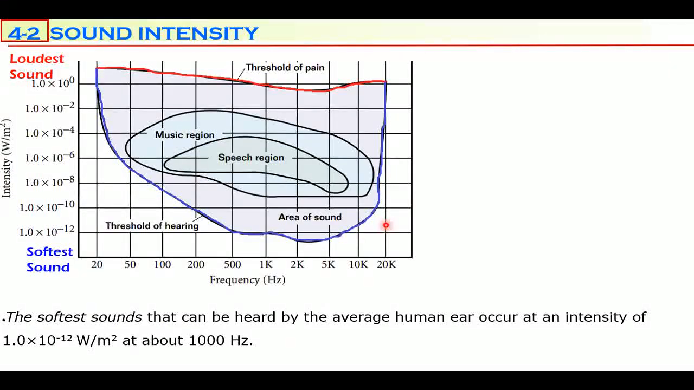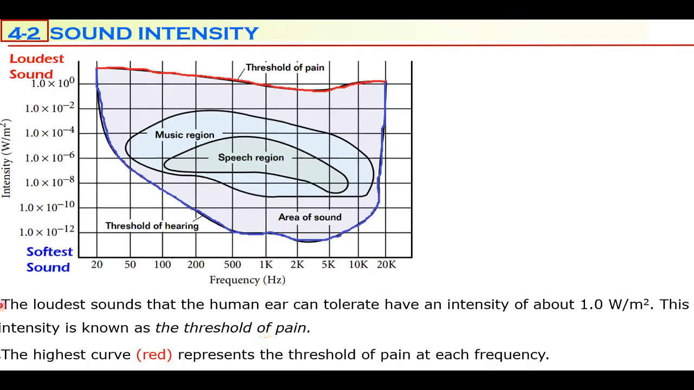The softest sound that can be heard by an average human ear occurs at an intensity of 10 to the power of negative 12, at about 1000 hertz. As you see, at 1000 hertz, the softest sound we can hear is 10 to the power of negative 12 watt per meter square. This is known as the threshold of hearing. But the loudest sound that the human ear can tolerate has an intensity of 1 watt per meter square. This intensity is known as the threshold of pain.